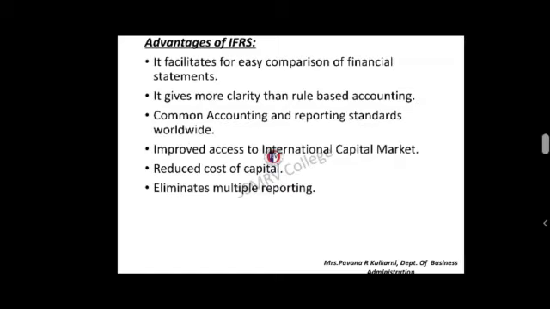Next, reduced cost of capital. Double reporting, dual reporting, are not followed in IFRS, which reduces the cost involved in it. And the last one, it eliminates multiple reporting. Earlier multiple reporting was there in historical accounting. Due to IFRS, multiple reporting can be eradicated. So these are the advantages of IFRS.